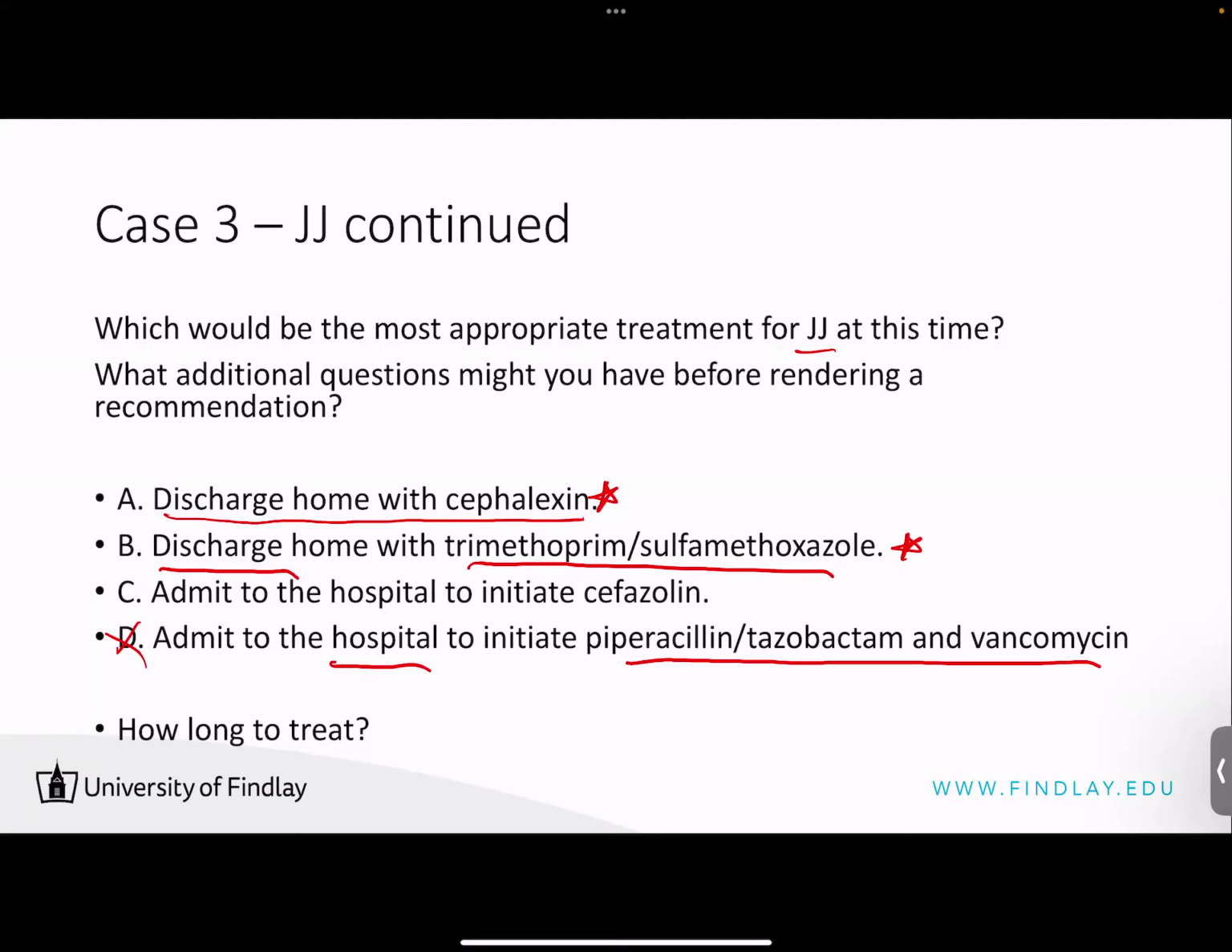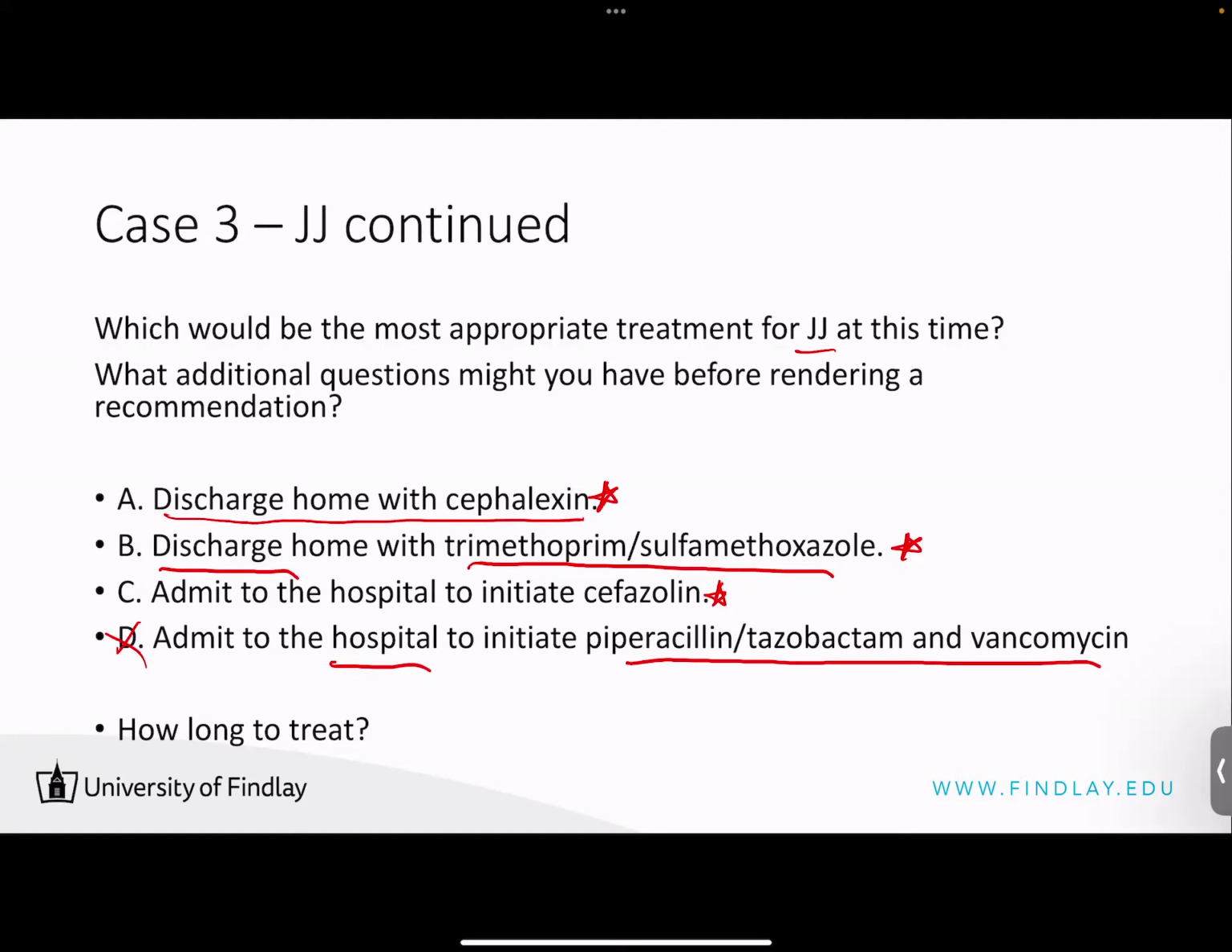Okay. Is C wrong? Is it incorrect to admit her and give cefazolin initially? I don't necessarily think it's wrong, but it's certainly not needed at this point. If she was coming up with more signs and symptoms, had more SIRS criteria, and had comorbidities, then maybe you do that. Maybe you admit her and give her some Ancef. And in fact, maybe they give her a dose of Ancef right in the ER. All right.